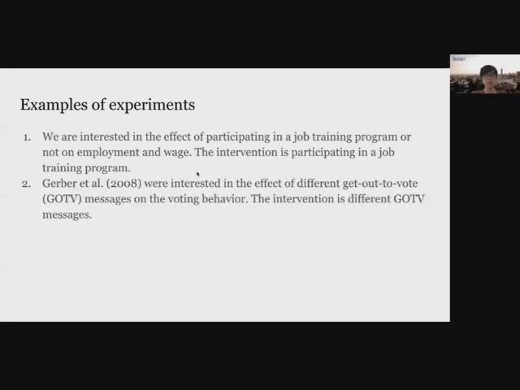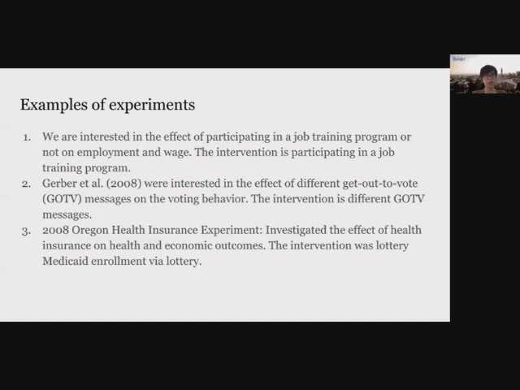In the second example, these authors were interested in the effect of different get out the vote campaigns or different get out the vote messages on voting behavior. Here the intervention was different messages. All right, third example, the 2008 Oregon Health Insurance Experiment. In 2008, Oregon expanded its Medicaid, and they used this as an opportunity to do an experiment on the effect of health insurance on health and economic outcomes. Here the intervention or the treatment was enrollment into Medicaid, and this was done by lottery. So the lottery was the randomization.